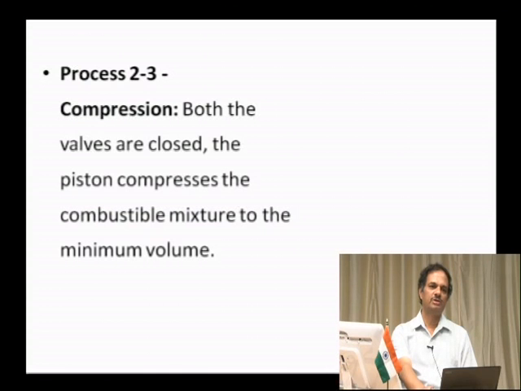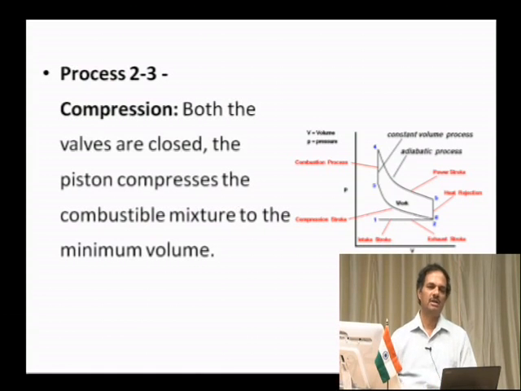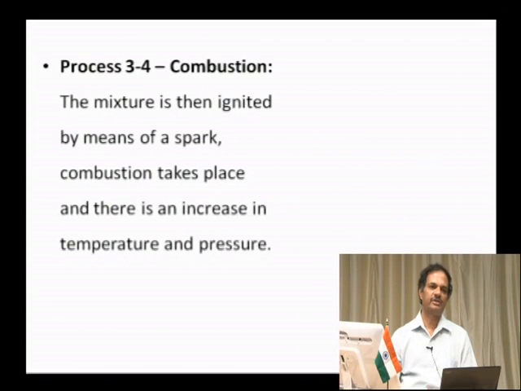Then in 2-3, both the valves are closed, and the piston compresses the combustible mixture to the minimum volume, that you can see here. The 2-3 is a constant volume process. So, here compression takes place, and in process 3-4 combustion takes place, the mixture is ignited by means of a spark, and there is an increase in temperature and pressure. There is no change in volume, whereas temperature and pressure increase here.